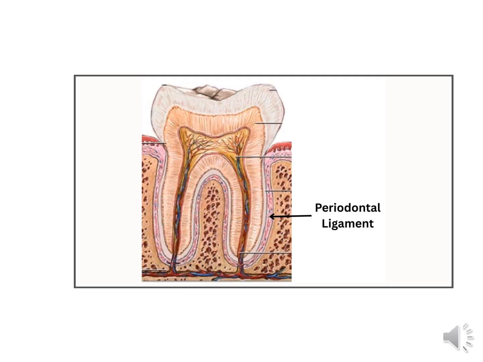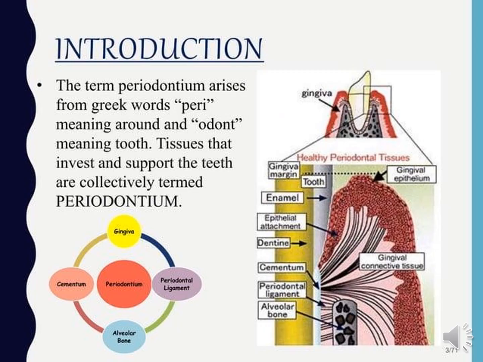So, moving on to the introduction. The term periodontium arises from the Greek words peri, meaning around, and odont, meaning tooth. Tissues that invest and support the teeth are collectively termed as periodontium. So, periodontium comprises gingiva, cementum, periodontal ligament, and alveolar bone.